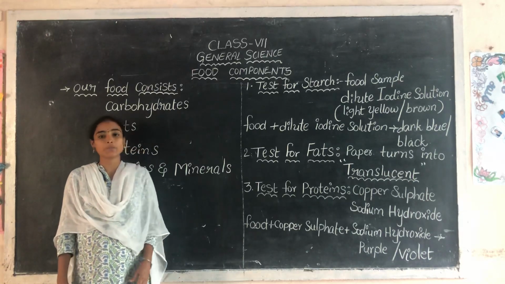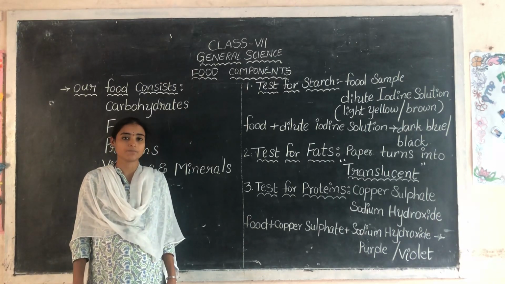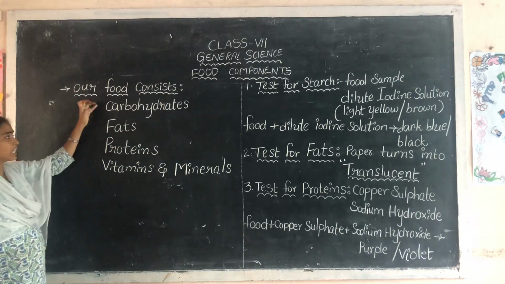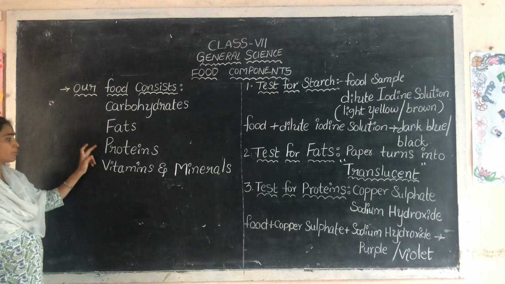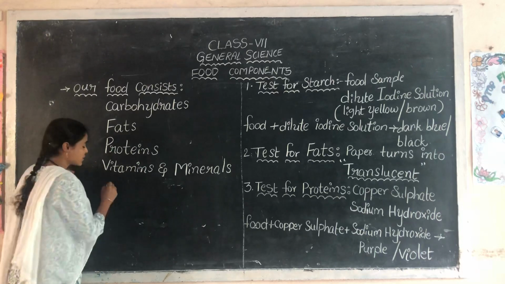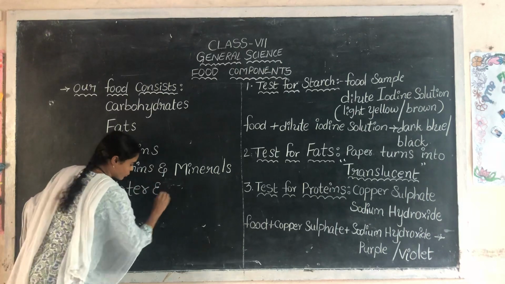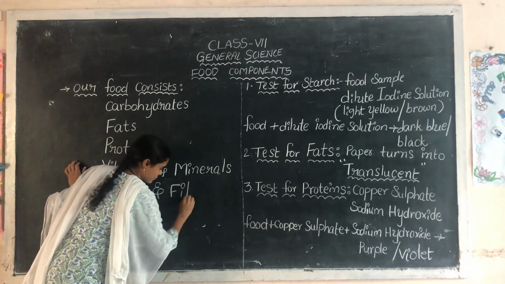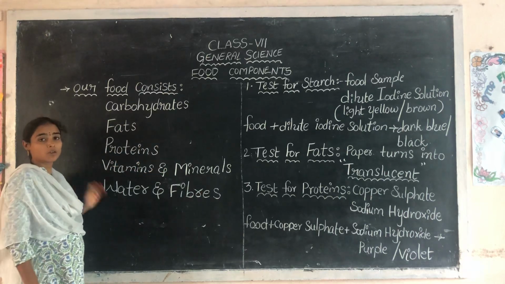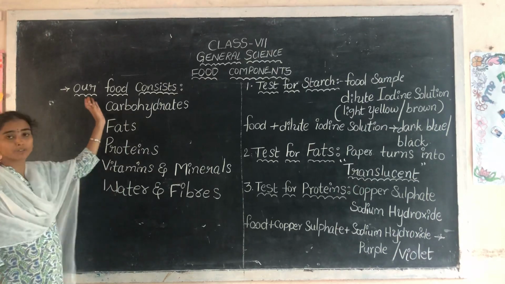Okay, how many members know what are the essential components of our food? Okay. Our food consists of carbohydrates, fats, proteins, vitamins and minerals. Besides these, water and fibers are also present. Okay. How do we know these all components are present in our food?